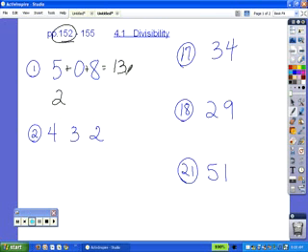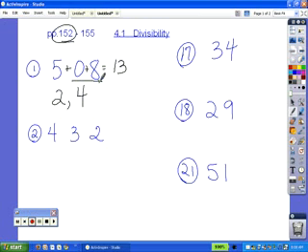For a number to be divisible by 4, the last two digits have to form a number divisible by 4. The last two digits of this number are 0, 8, which is the number 8. Since 8 is divisible by 4, 508 is divisible by 4. For a number to be divisible by 5, the last digit has to end in a 0 or a 5. This number does not end in a 0 or 5, so it's not divisible by 5.